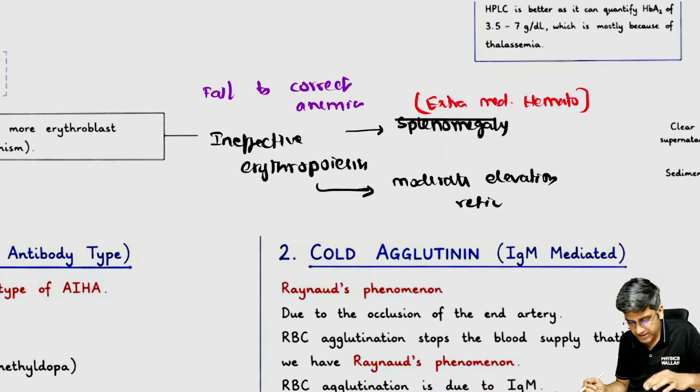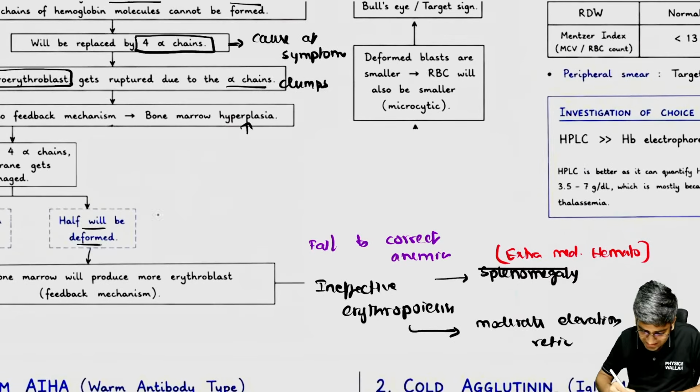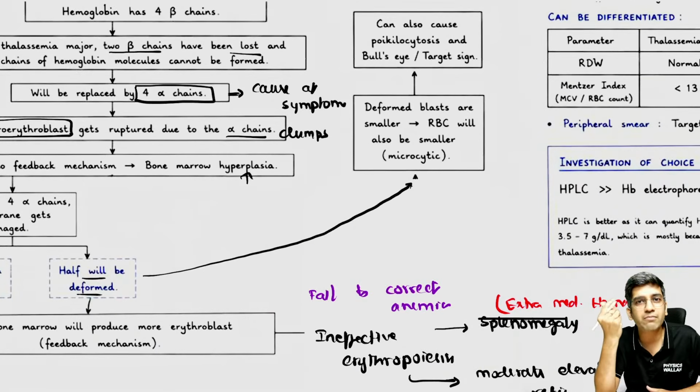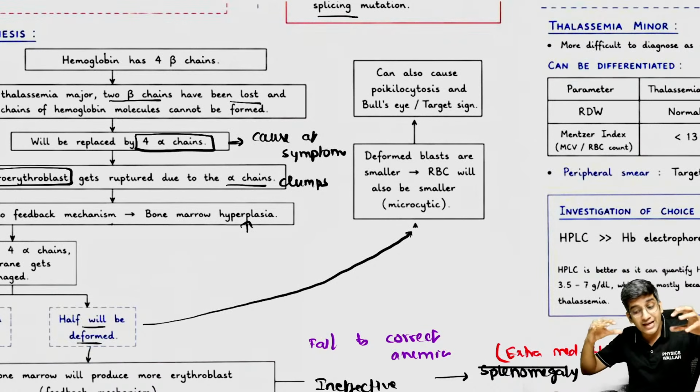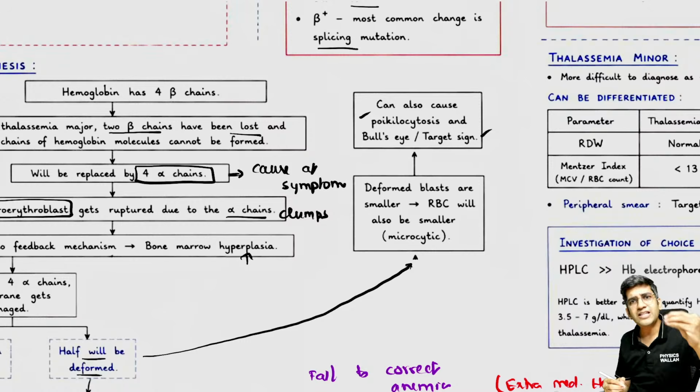There's a reasoning why question which can come here, right? So whatever is happening in the bone marrow is forming deformed blast. The deformed blast will be smaller. That's the reason I'm having microcytosis. The deformed blast can be irregular. That's the reason I'm having poikilocytes. I'm having target cells. All these are deformed RBCs only. That's all. Right? These are abnormal RBCs.